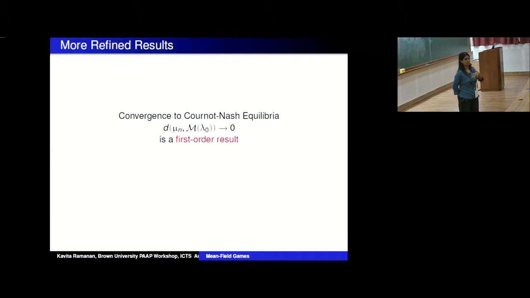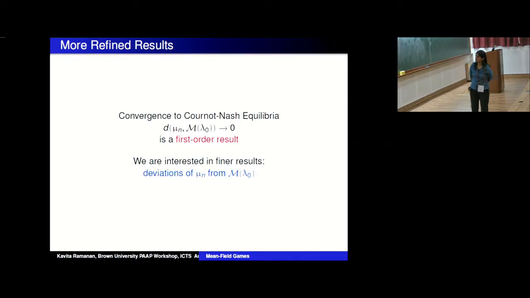But I want to go to something slightly different in this context, which would be interesting. This is a first order result, like a law of large numbers kind of result, which is saying that if you have these Nash equilibria, I look at the empirical measure, it's converging to something in the limit. But we are interested in finer results, like deviations of mu n from m lambda.